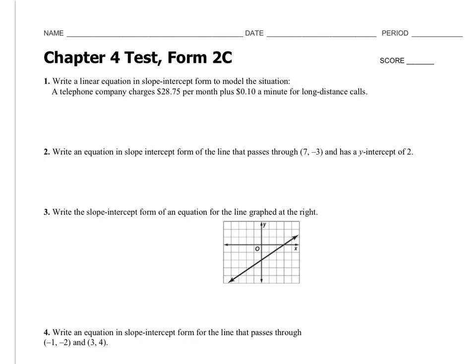Alright, so this is the Chapter 4 test review, so let's look at this. The telephone company charges $28.75 per month, plus 10 cents a minute for long distance calls. Now, the wording of this one's kind of strange.